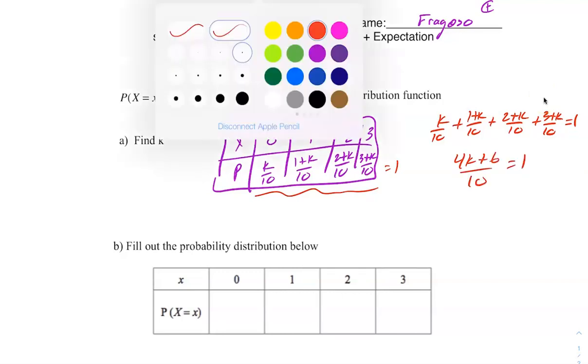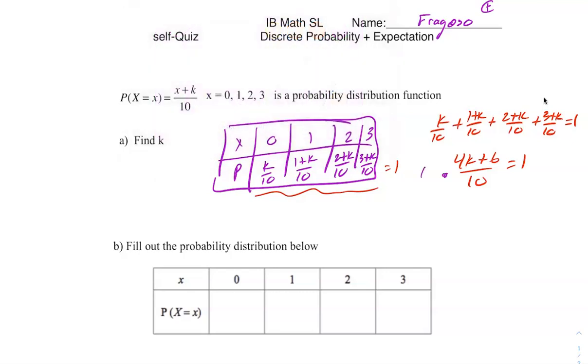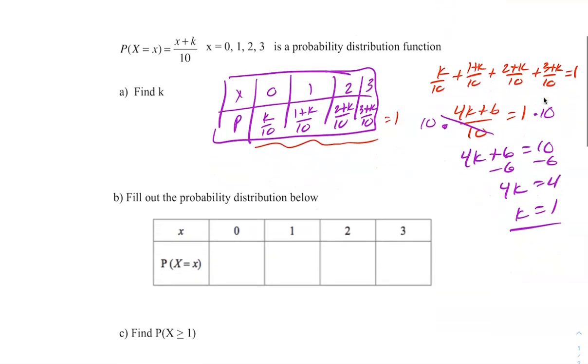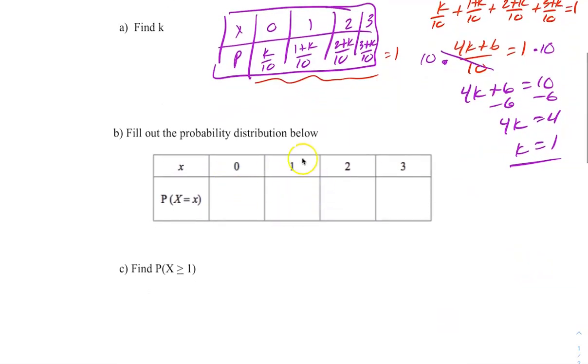Now it's just an algebra problem. Multiply by 10. I get 4k plus 6 equals 10, so 4k equals 10 minus 6, which is 4. Divide by 4. k equals 1. So that's our k. k is 1. Now that we know that, we can fill out our probability distribution table properly.